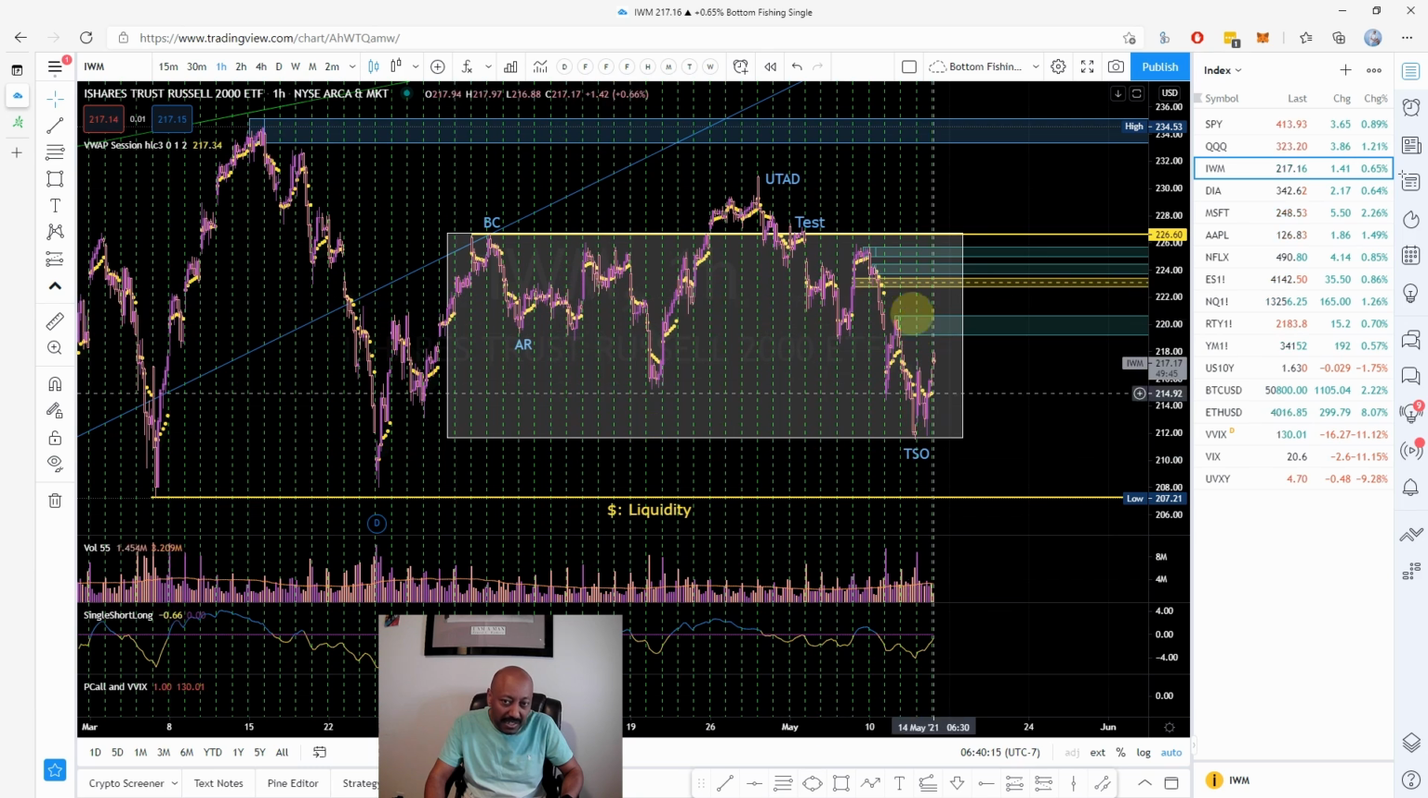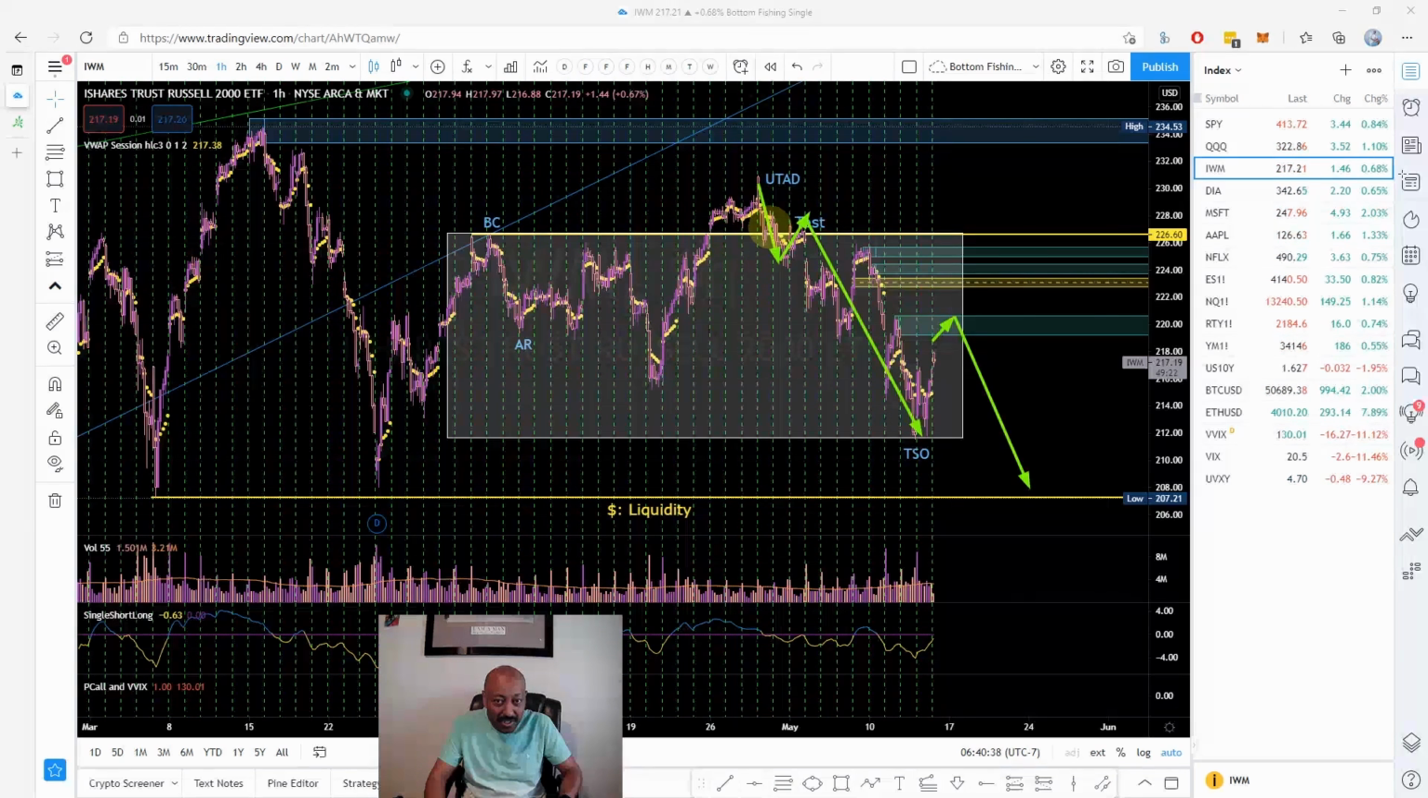If it's a distribution, then we're going to continue the downward pressure, meaning we're not going to come back up here. Maybe we negotiate this hourly order block and continue to push our way down, because this UTAD, as you see, pushed down, reversed, and then price went down. So this was a good indication.